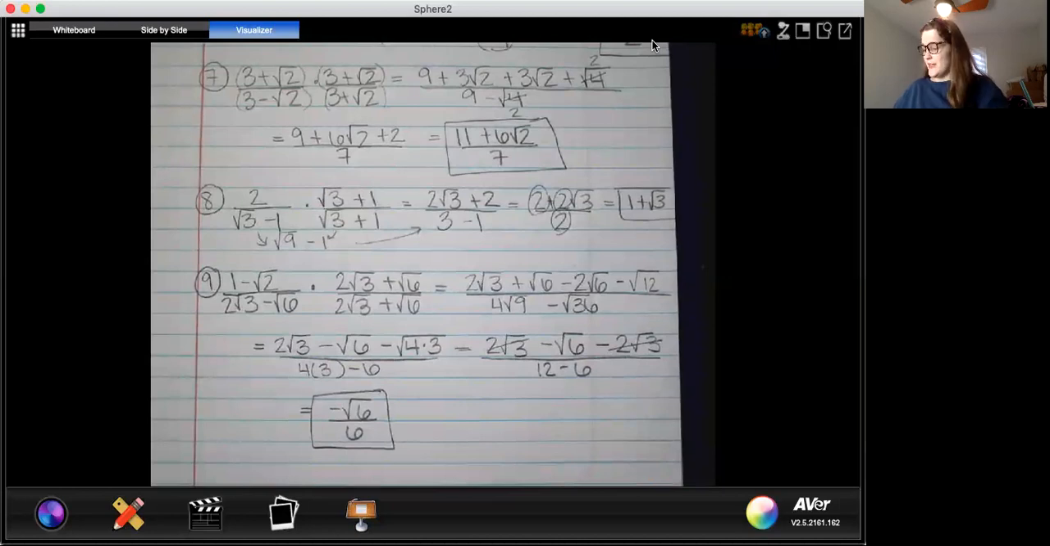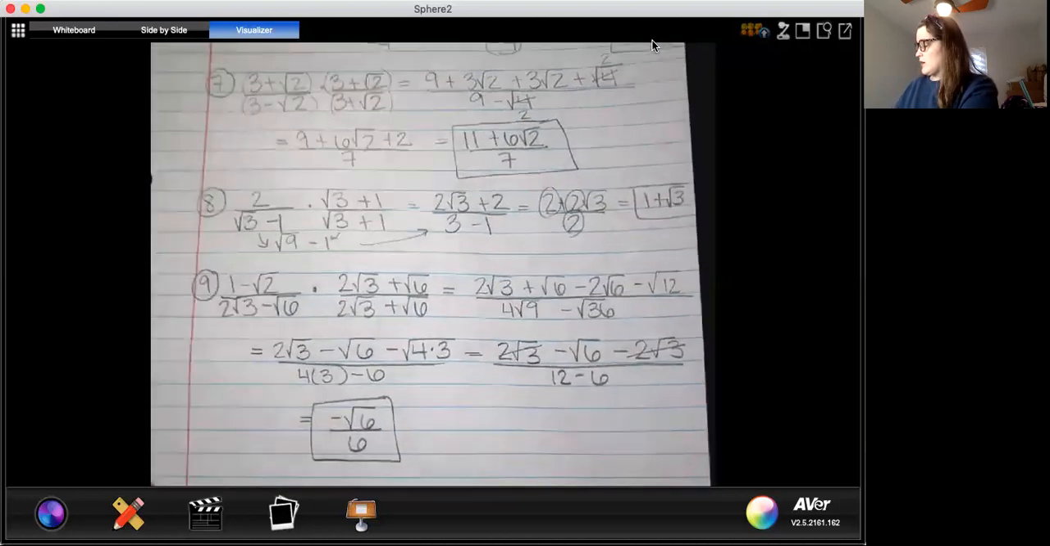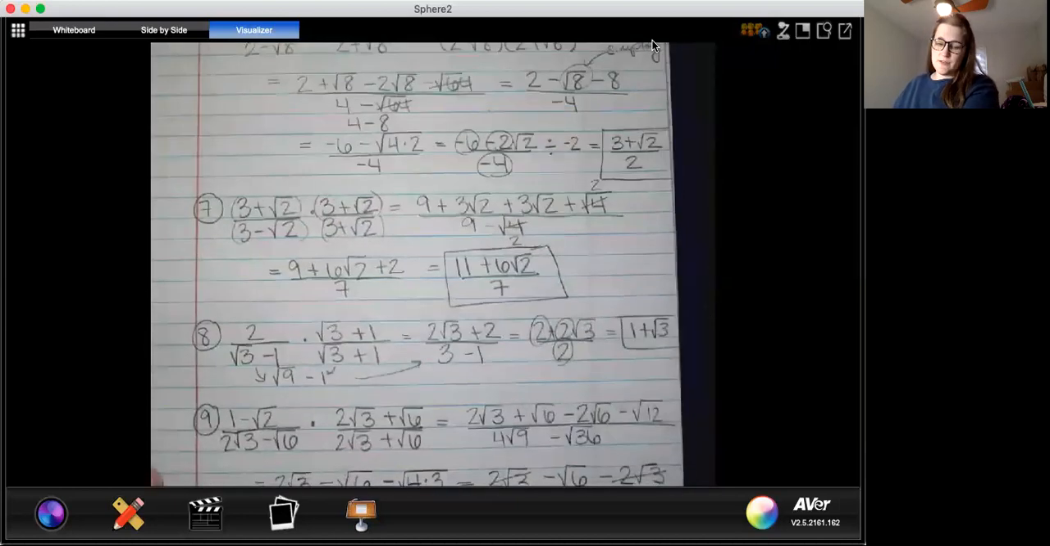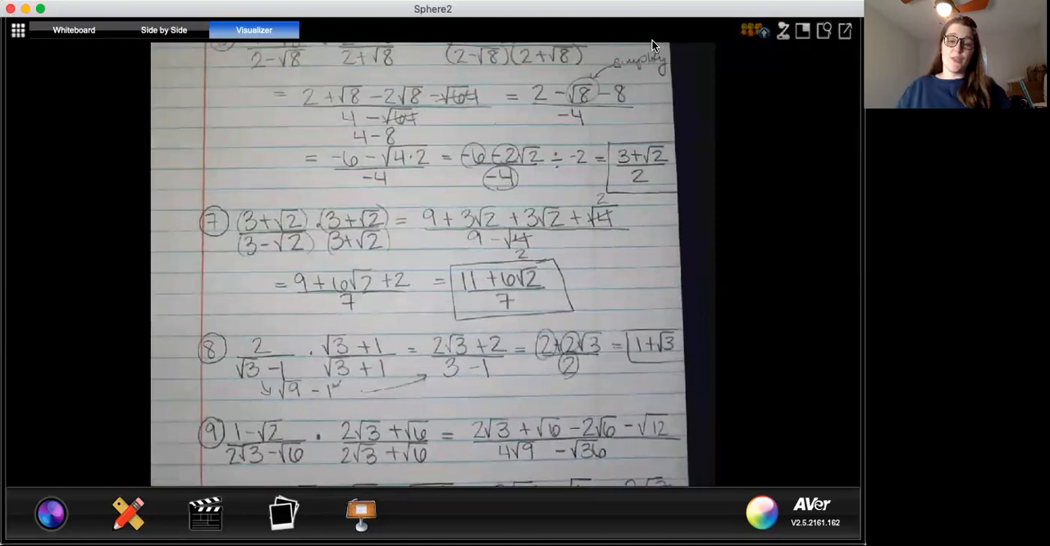Okay, so that is the last one with our binomials with radicals. And then the last part is going to be the complex binomials that I had accidentally written earlier. And let me switch over to that one.